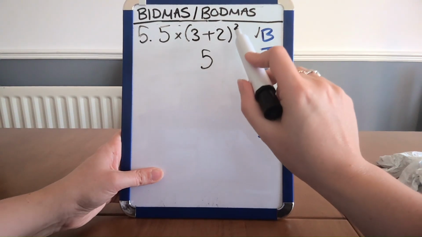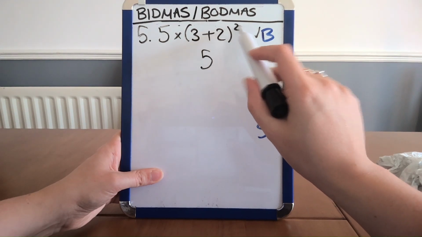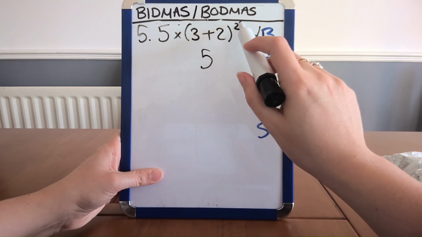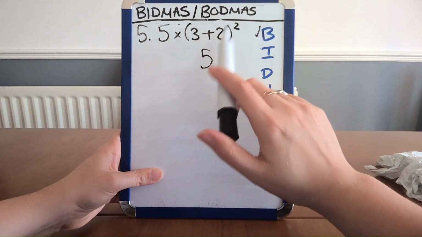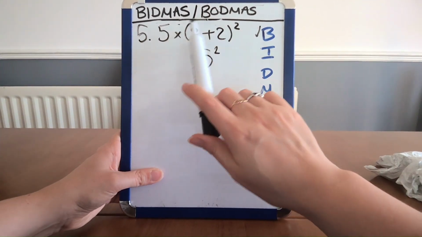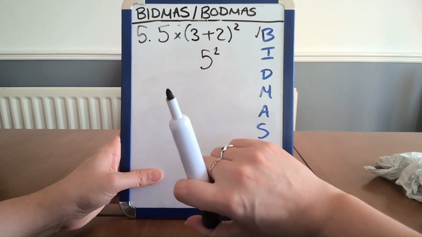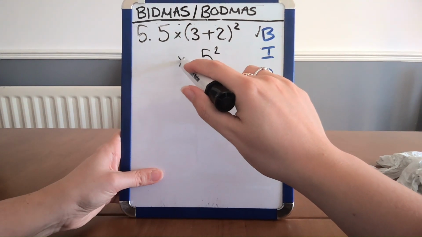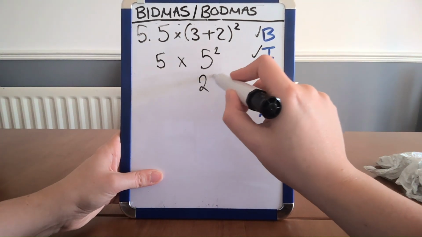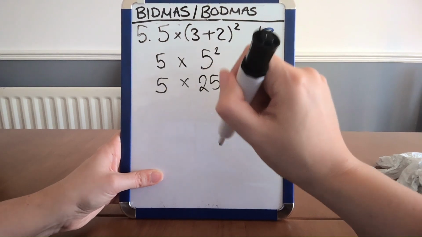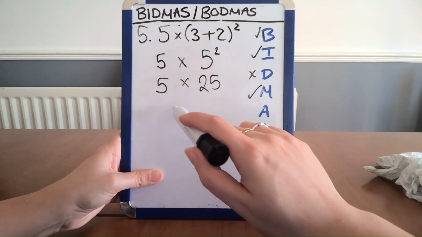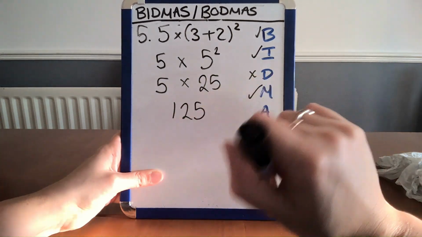Now, when I write this out, you might notice here that the squared, the indice, is directly next to the bracket. The squared then moves over to this 5 because what this means is that whatever the answer in the brackets is, needs to be squared. And we can write out the rest of our sum here. There are indices, so 5 times 5 is 25. There's no division, there is a multiplication. So 5 times 25 is 125.